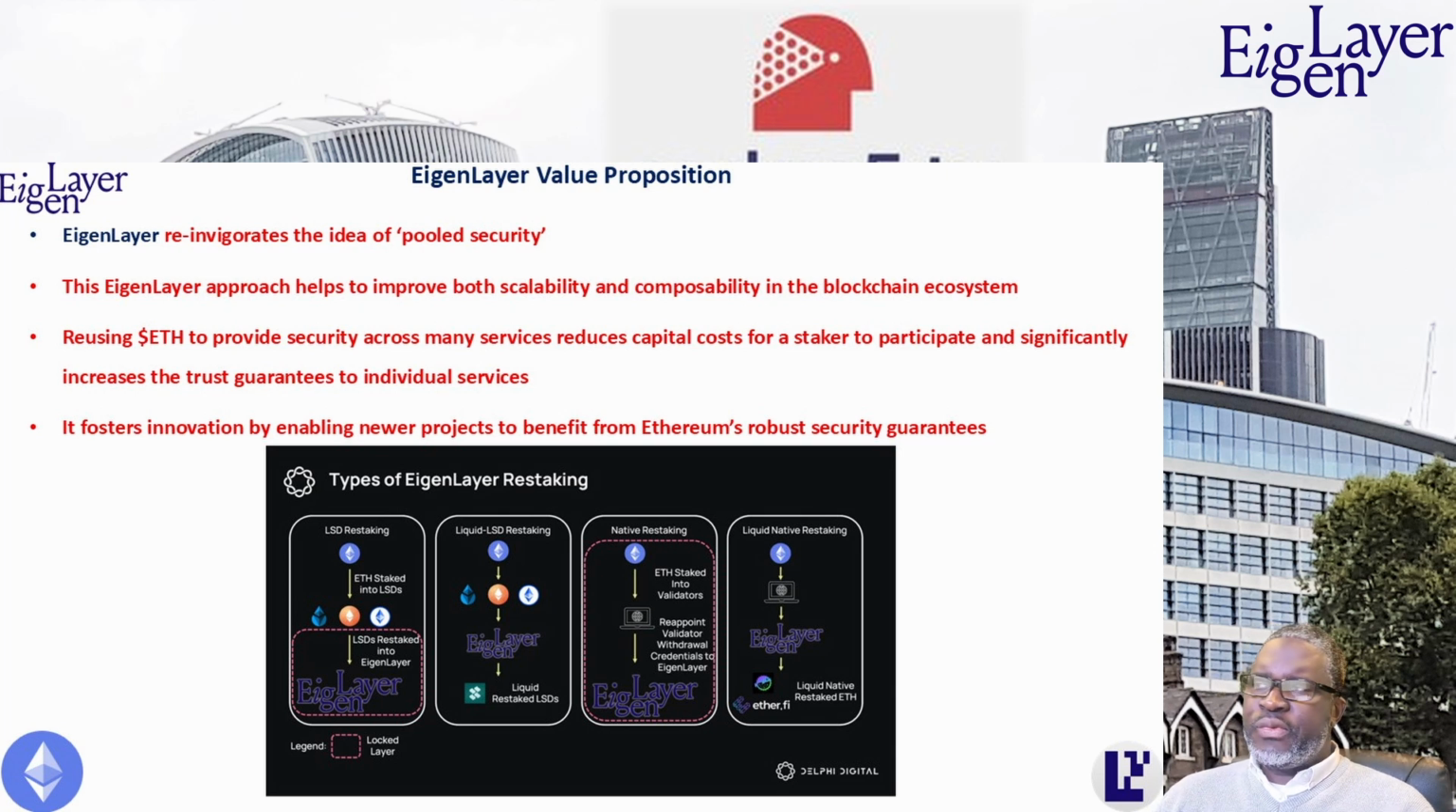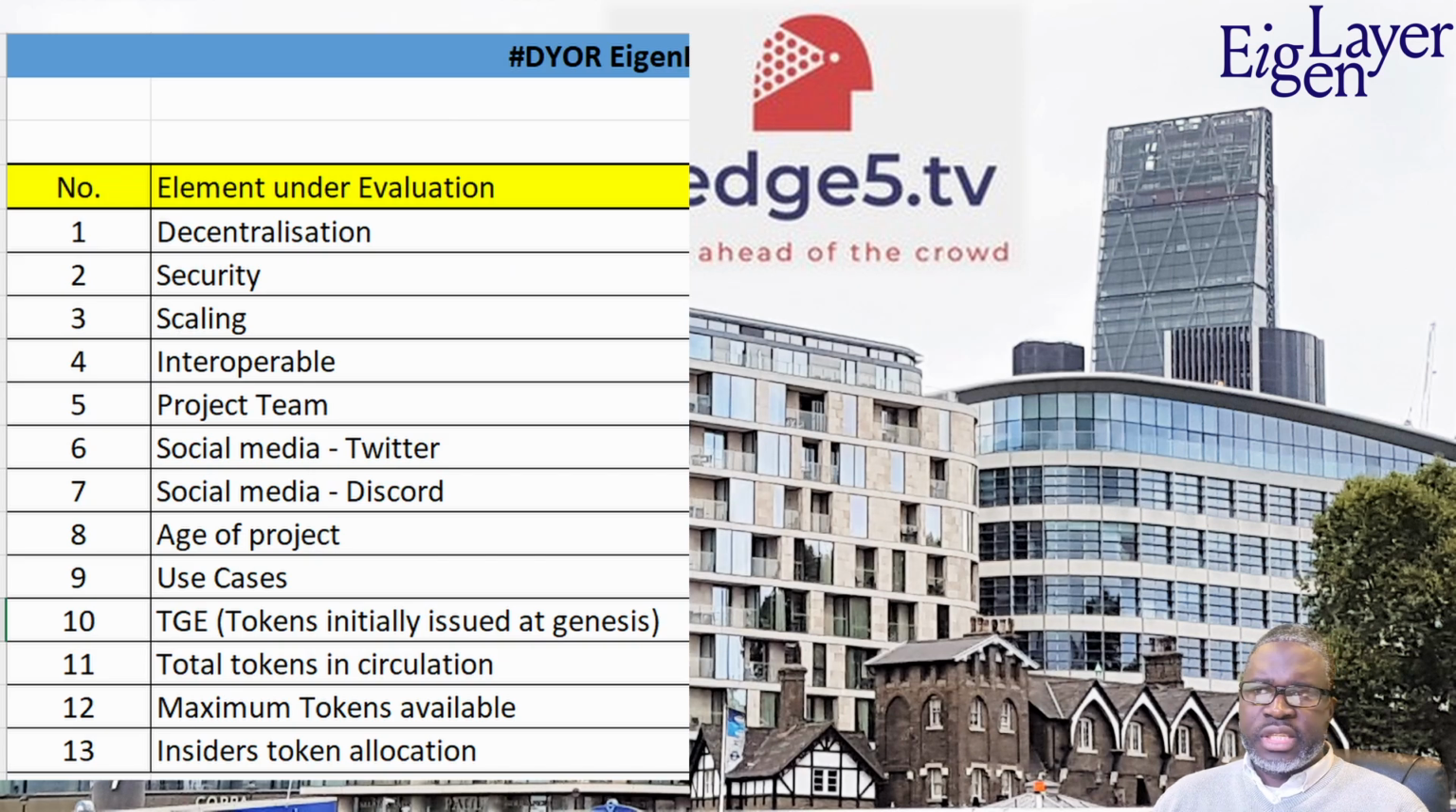So that is a brief description of what Eigen Layer is trying to offer here in terms of the value proposition and the key features. Now, as part of our DYO or risk evaluation, we are going to apply our usual 13 elements: decentralization, security, scaling, interoperability, the project team, age of the project, use cases, social media presence via X, formerly Twitter, as well as via Discord. Then we look at different areas of the tokenomics centering around token distribution and so forth.